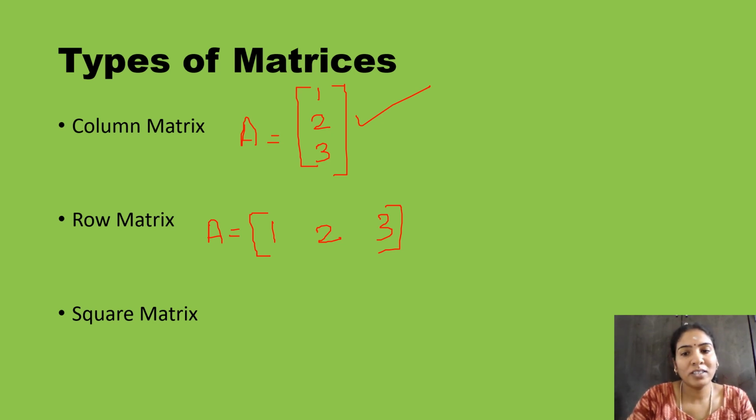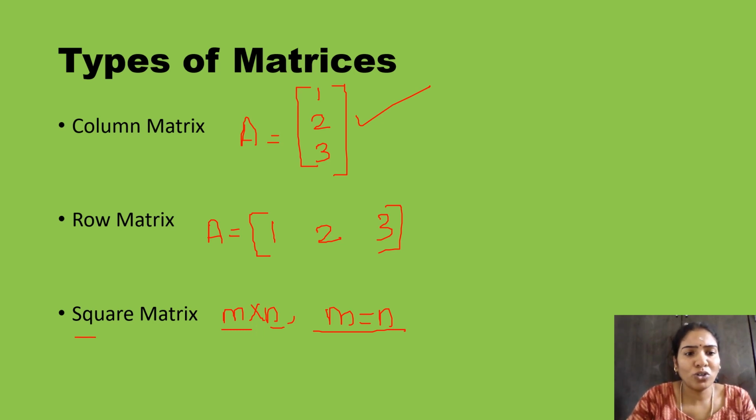Before seeing this, I just want to give a small recap on the order of a matrix. What is the order of a matrix? Any matrix can be represented with its number of rows and columns. That is nothing but the order. We represent it as M cross N. If M and N are both equal, then I can say it's a square matrix. M is the number of rows and N is the number of columns. If both the number of rows and the number of columns are equal, then it's a square matrix.